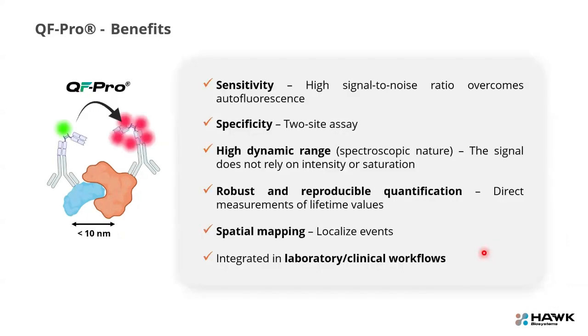FRET-FLIM has been in the field of research for many, many years, but we have enhanced it by amplifying the signal of the acceptor. In this way, we have overcome the problem of autofluorescence in fixed tissue. Also, it's a very specific assay since it's a two-site assay, so we are kind of immune to false positive results. Due to the spectroscopic nature of the assay, where we are measuring the lifetime of the fluorophore and not its intensity, we have a high dynamic range and we get robust and reproducible quantitative data. Of course, we can spatially map these events, and since it is a two-site assay, it's very easily integrated in any laboratory or clinical workflow.